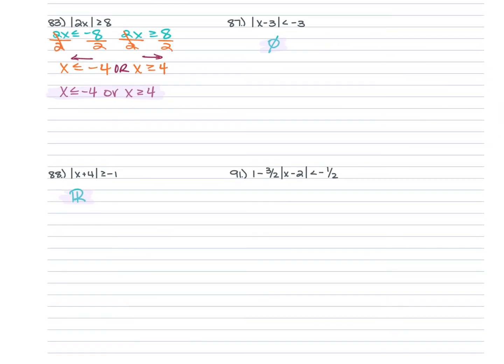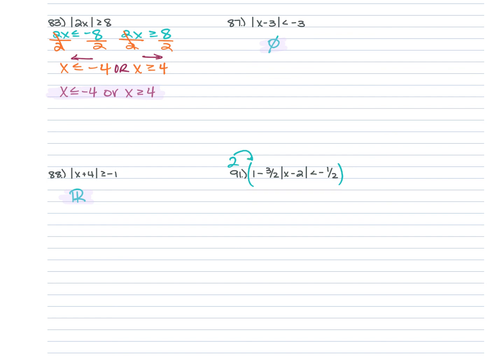Your last one that we're doing together is 91. We have 1 minus 3 halves times the absolute value of x minus 2 is less than negative 1 half. Isolate the absolute value first. Do you want to work with these fractions? No, I wouldn't. Your absolute value is not isolated yet. If you don't want to work with those fractions, get rid of them. What's your least common denominator out of all of them? So multiply everything by the 2. So anything that's not inside the absolute value bars, multiply by the 2.